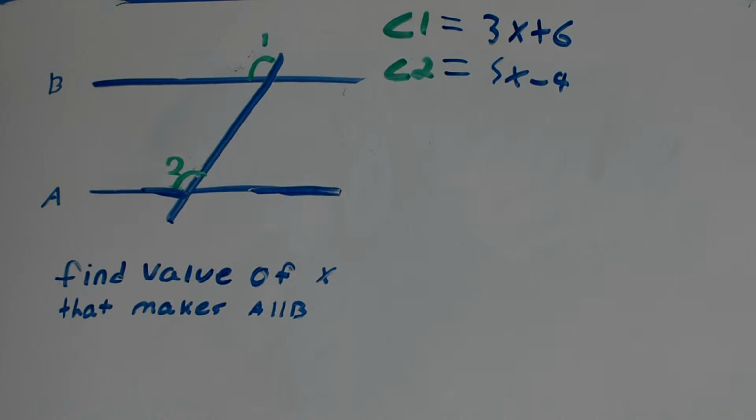So now I'm going to show you how to put some of the theorems we've learned to use. So we need to find the values of x that make A parallel to line B. So I'm going to give you some time to solve it yourself, so pause the video here.